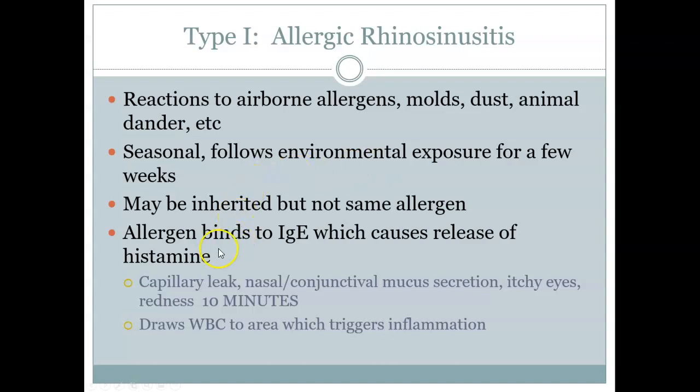But what happens is the allergen binds to IgE, which causes that release of histamine. And when histamine is released, it causes leaking of the capillaries. The nose and the eyes start making mucus, itchy eyes, redness. It triggers white blood cells to the area that triggers the inflammation that we talked about earlier.